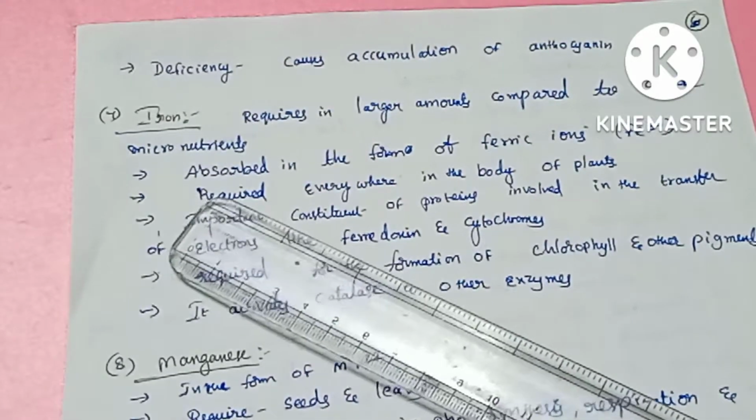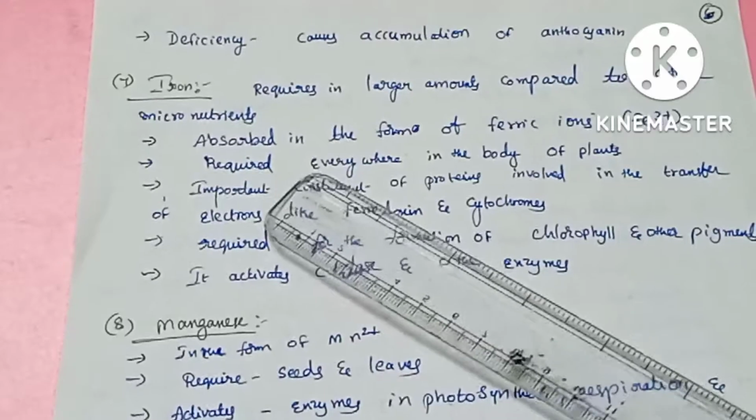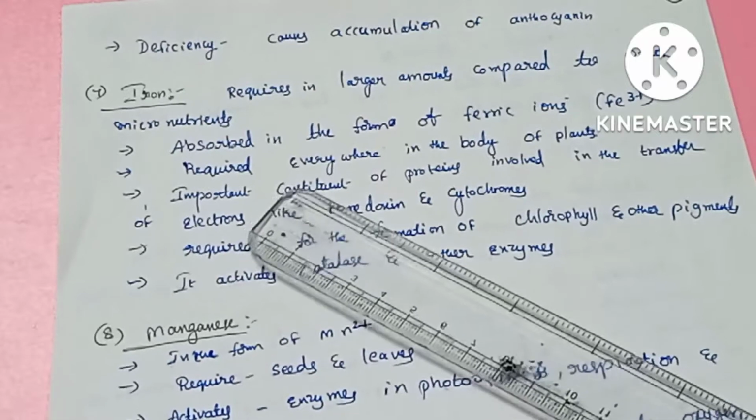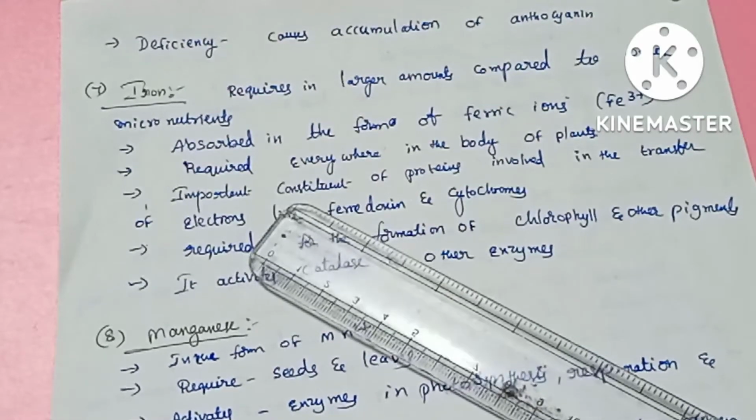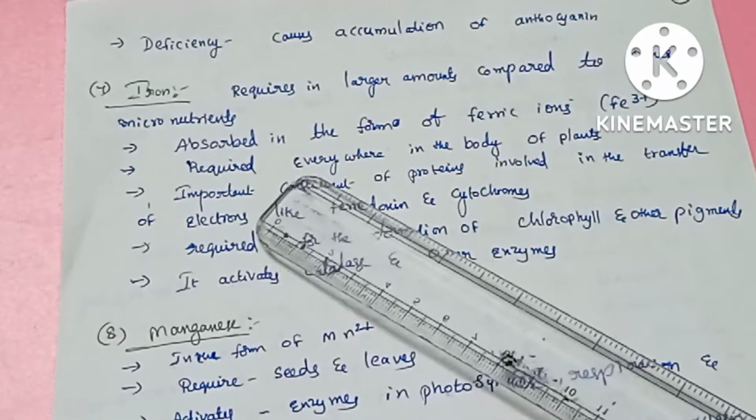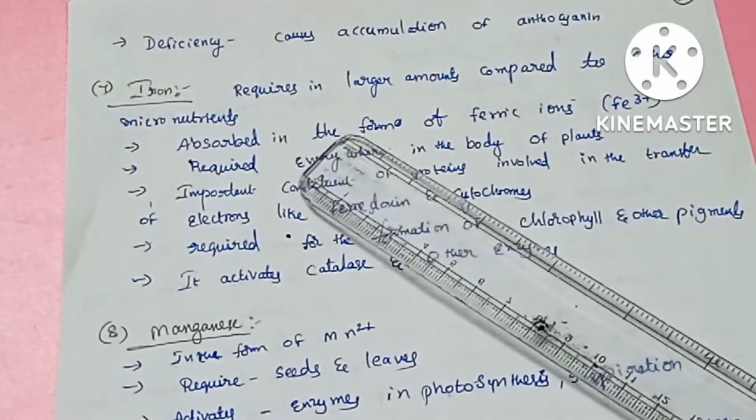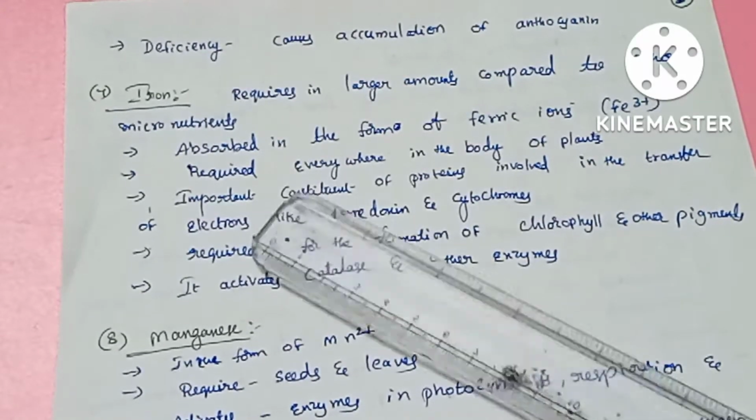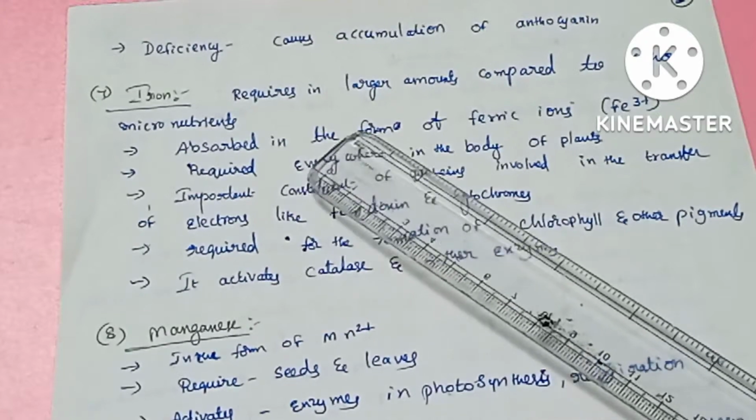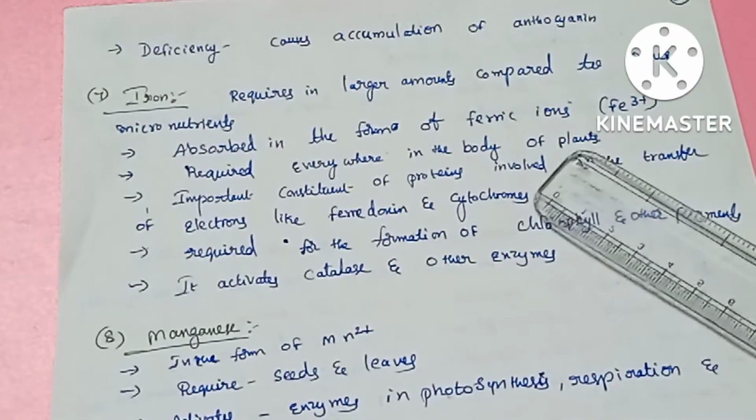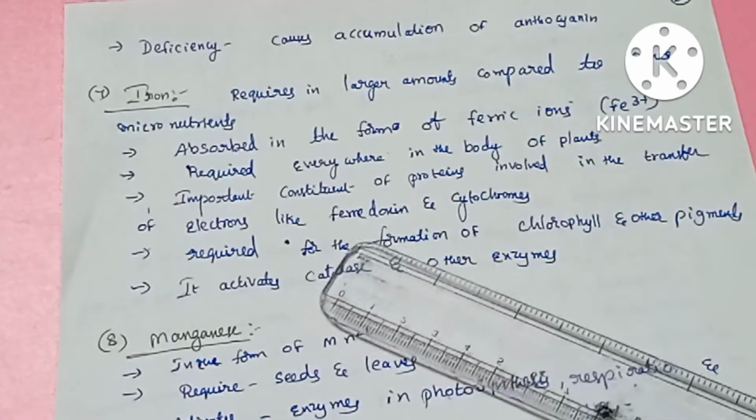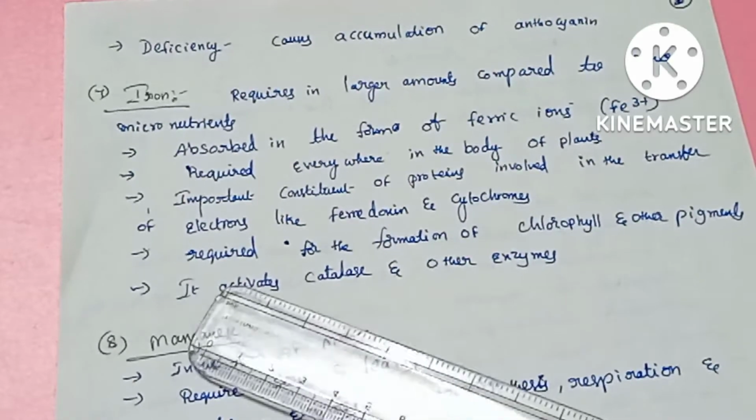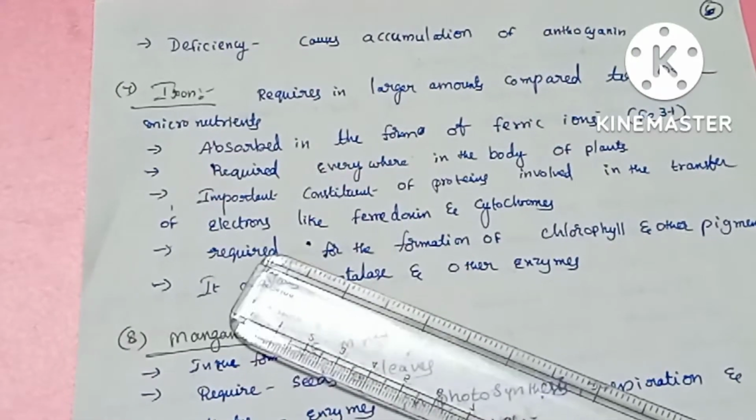Iron also is required in large amounts. So iron is a micronutrient, right? Among all the micronutrients, iron is required in large amounts. We have already studied that nitrogen is important. Nitrogen is required in large amounts, right? That nitrogen is a macro element. This iron is the micro element which is required in large amounts. When compared to all the micronutrients, iron is required more. And it is absorbed in the ferric ion form, and it is required everywhere in the body of the plants. Roots, leaves, stems, all the parts require iron.